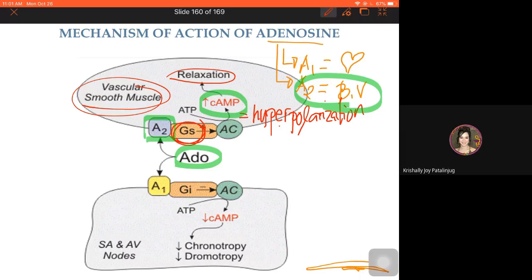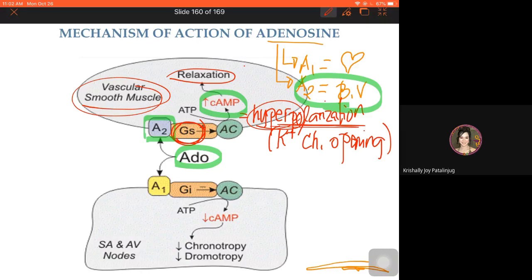Okay, less positive because ano yung nangyayari doon sa hyperpolarization? There is potassium channel opening. Okay? And what have you learned about potassium channel opening? There is outward or inward movement of potassium ions? There is outward movement. Naglalabasan ang mga potassium cations. Kaya, less positive ang inside ng cell, hyperpolarization. Negative yung inside ng cell, relaxed. Kaya may relaxation na effect.